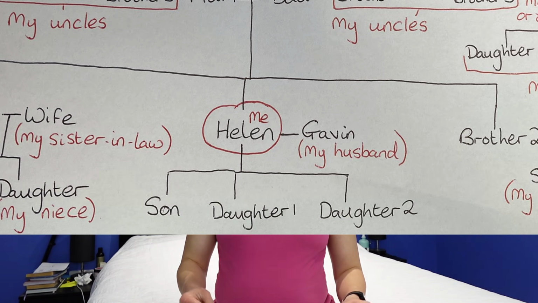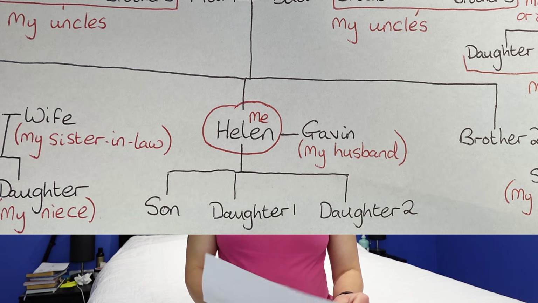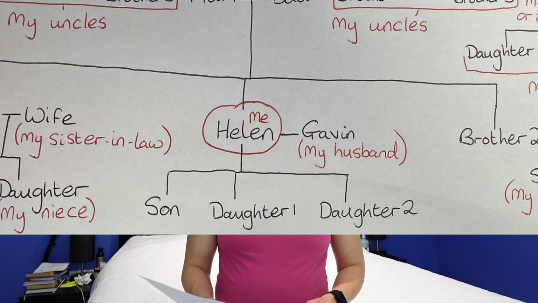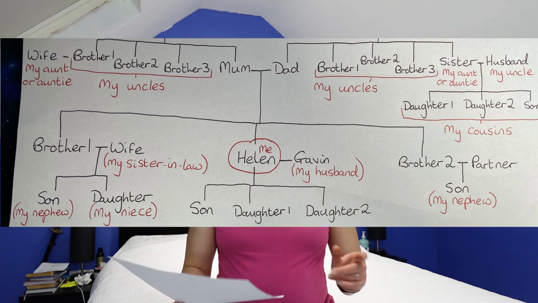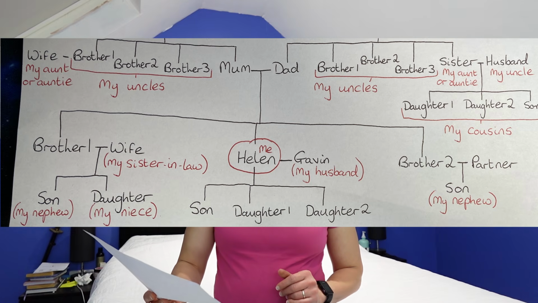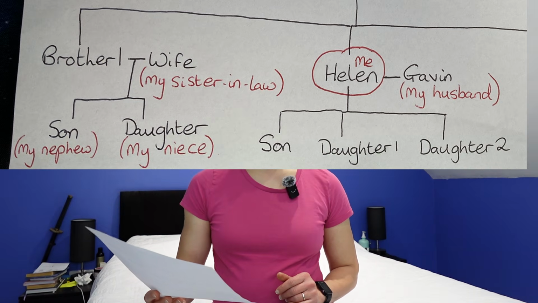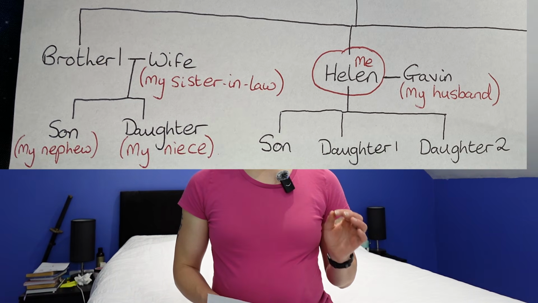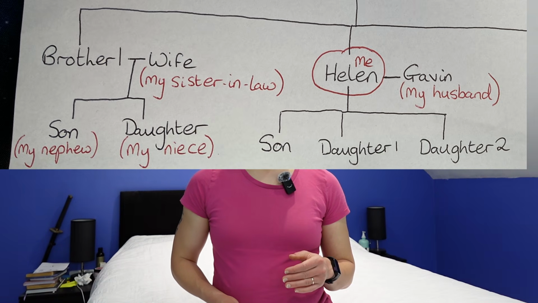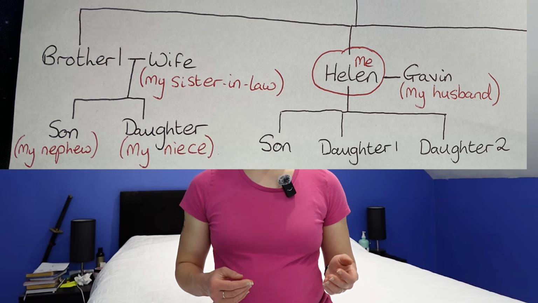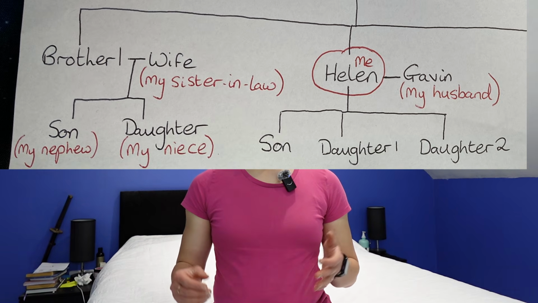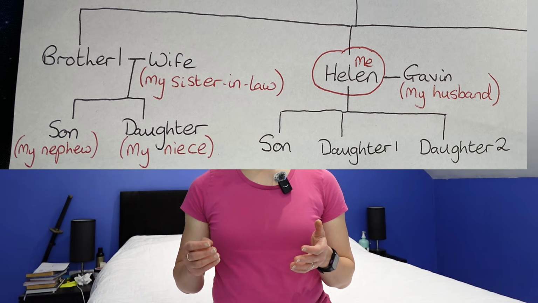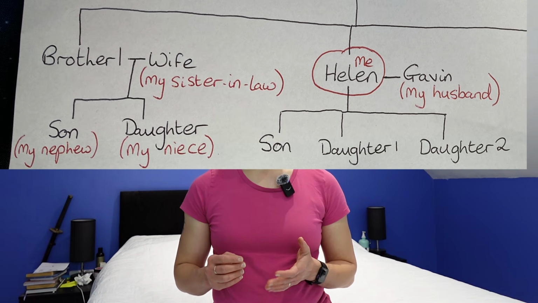So down at the bottom you can see me and my husband Gavin, and we have 3 children. So they are on the family tree at the bottom. I have 2 brothers. So brother number 1 has a wife. My brother's wife is called my sister-in-law. Family members with in-law after them are those who are related to you by marriage.